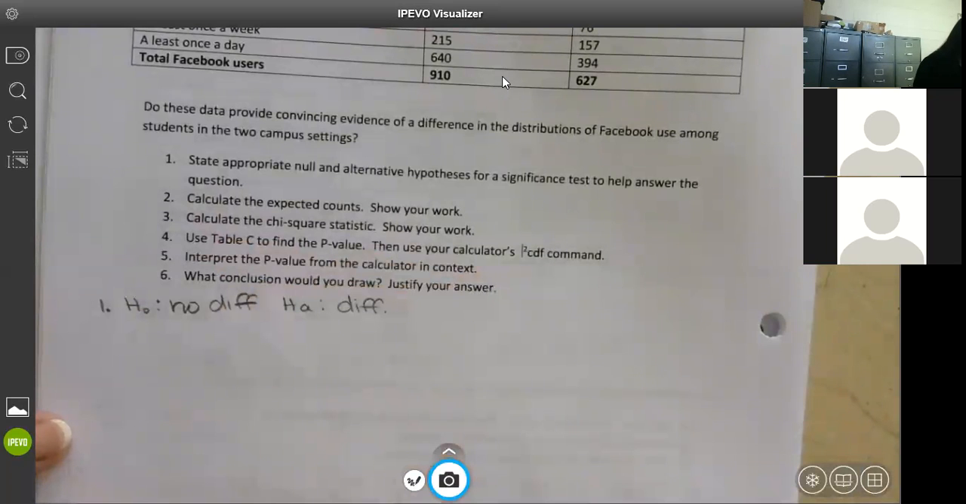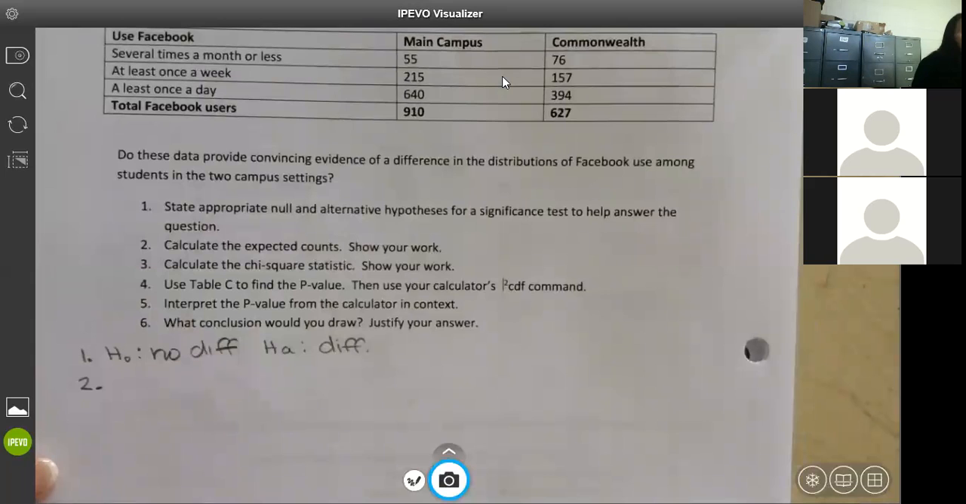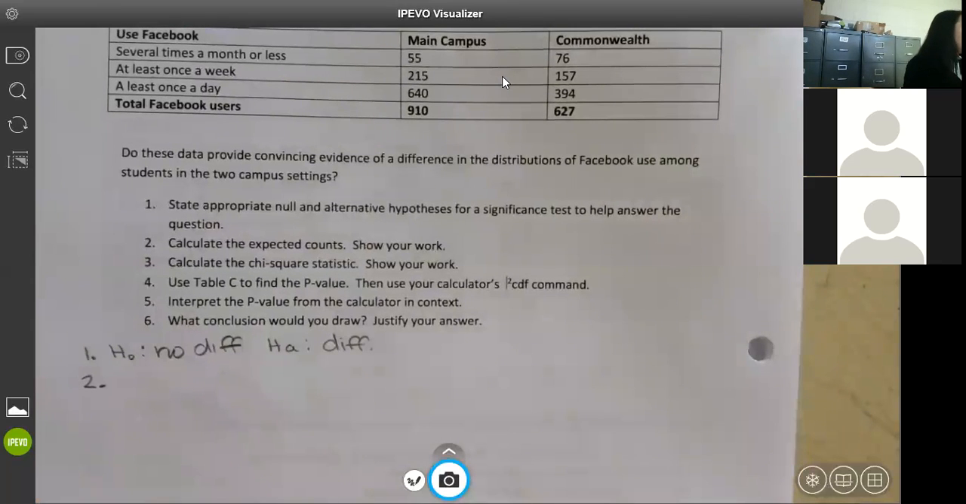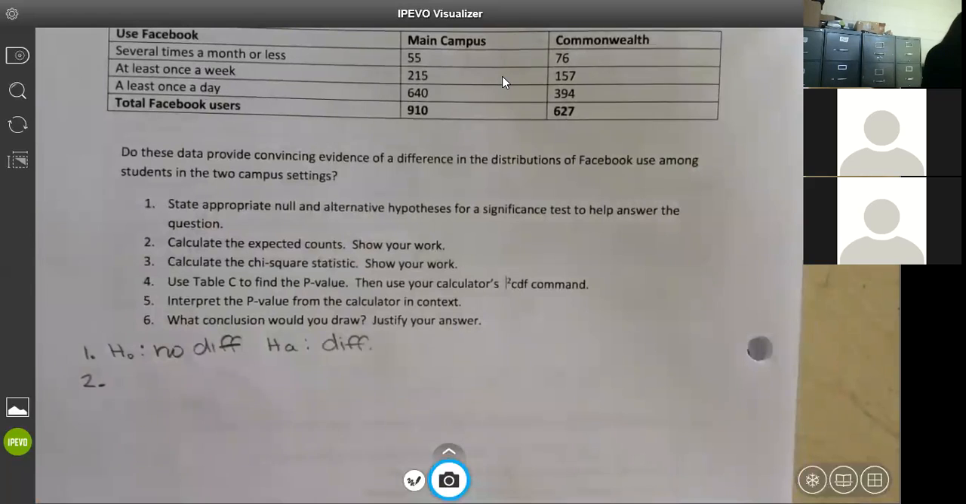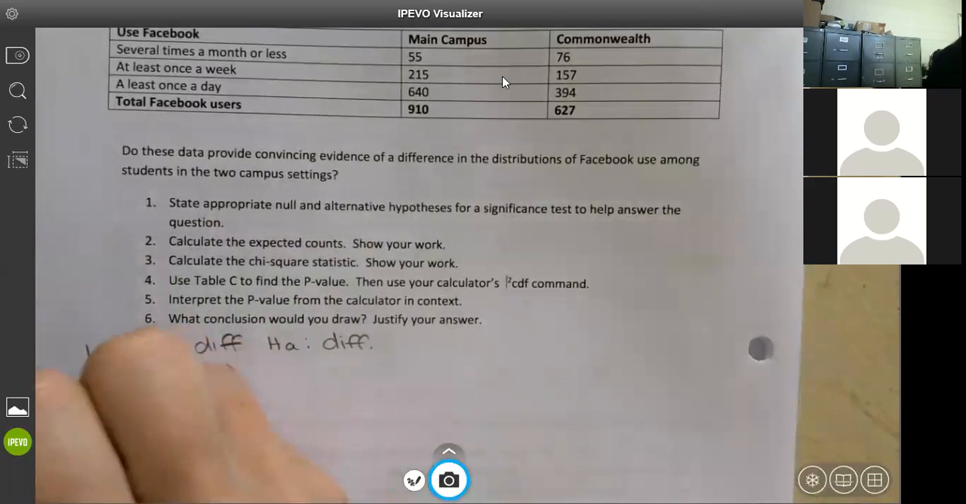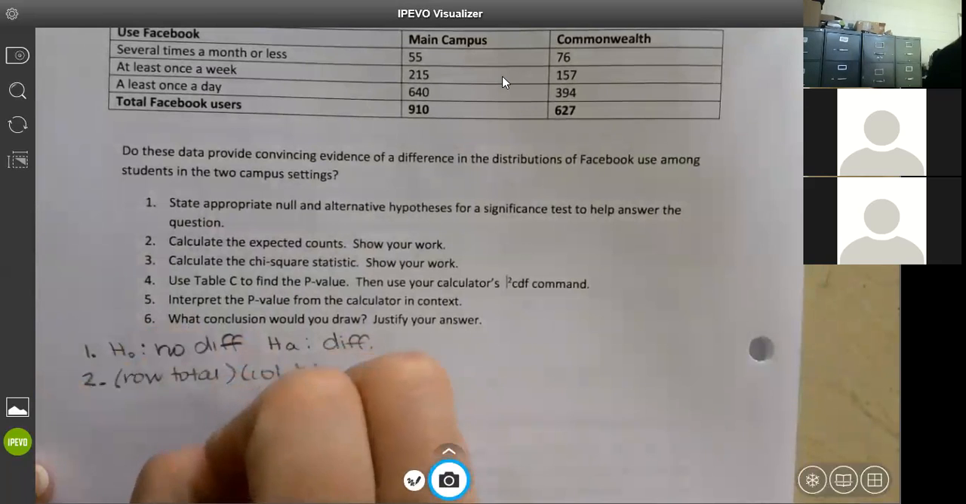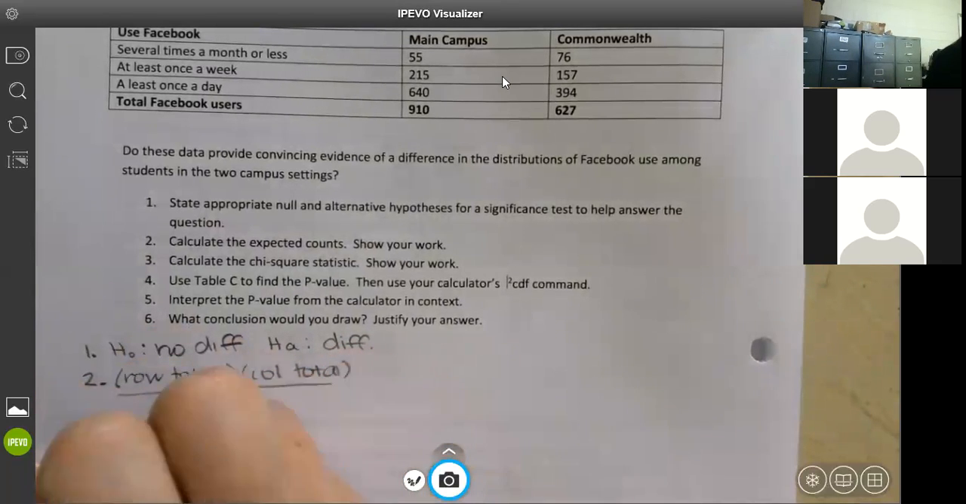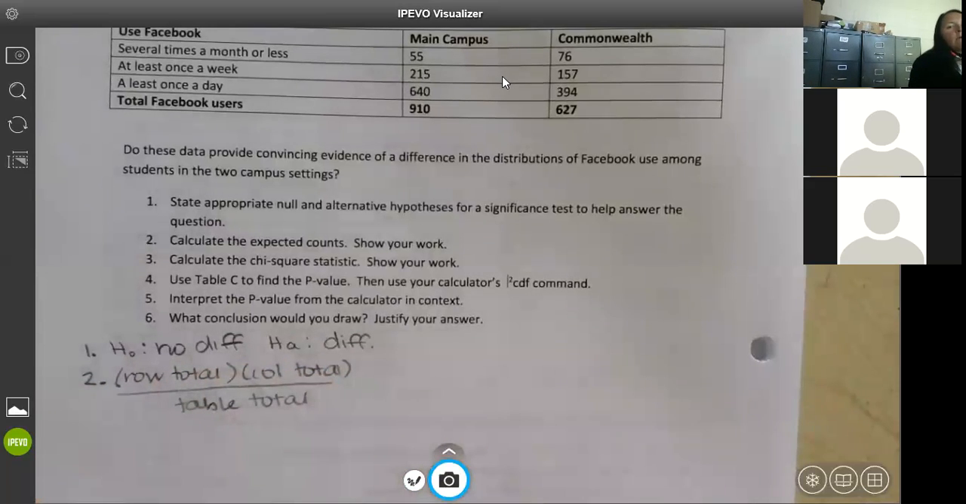Calculate the expected counts and show your work. How would we do that? Remember what it said. What was the easiest way to do it? Yeah, go back. What's it say? Row total, column total, table total. Right?